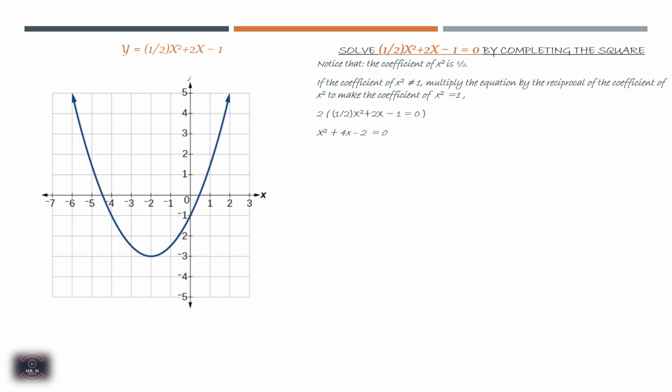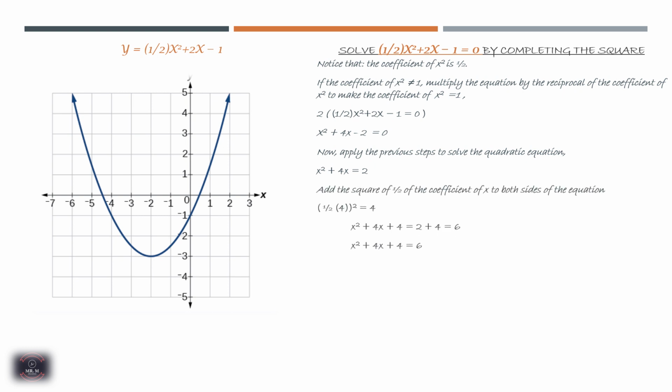This results in the equation being written as x squared plus 4x minus 2 equal to 0. Now, apply the previous steps to solve the resulting equation. Move the constant term negative 2 to the right side of the equation. When negative 2 is taken to the right side of the equation, its sign changes to the opposite sign, and the equation becomes x squared plus 4x equal to plus 2.